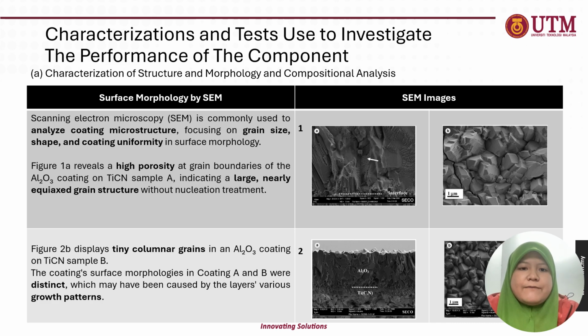As you can see from the SEM images, in 1A the coating sample has a lot of tiny holes, which indicates that it has high porosity. Then we have 1B. The grain size is large compared to sample 2B. The grain size in 2B is much smaller compared to 1B, so we can see a difference in grain size, which may indicate that the samples experienced different nucleation treatment.